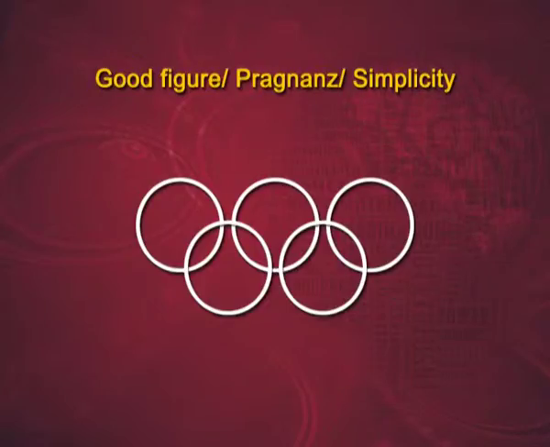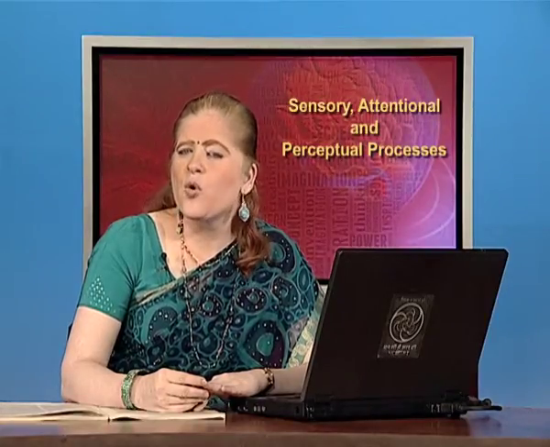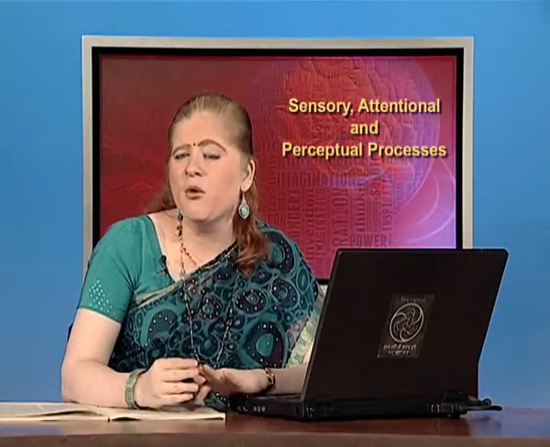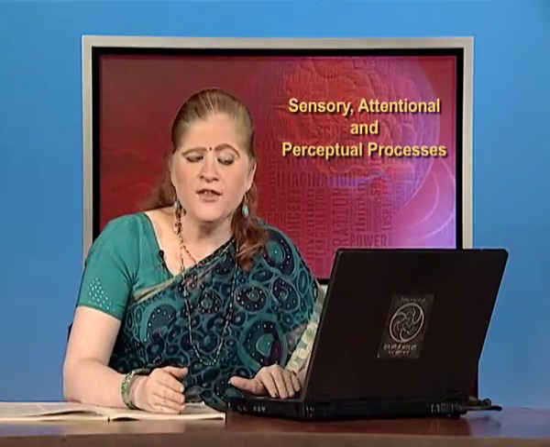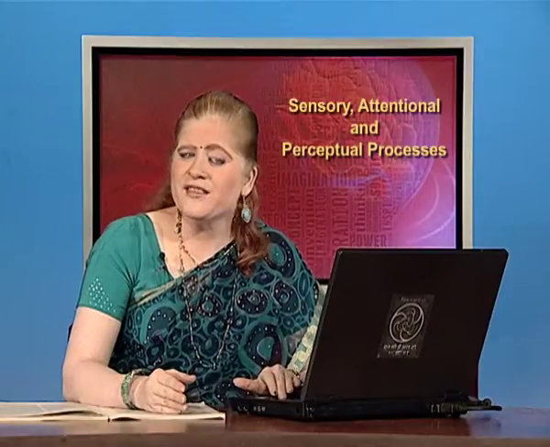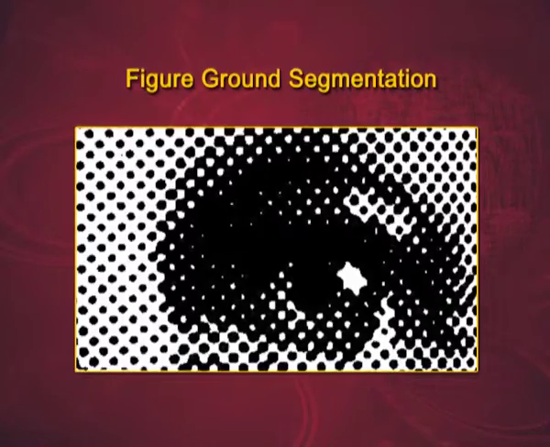This figure that you see on your screens, you will perceive it as 5 different circles rather than any other complex figures. It makes many figures if you look at it with attention. So, whenever we see any complex thing, we tend to look at and perceive the most simple organization of these stimuli. This concept of pragnanz is facilitated by the concept of figure ground segmentation.